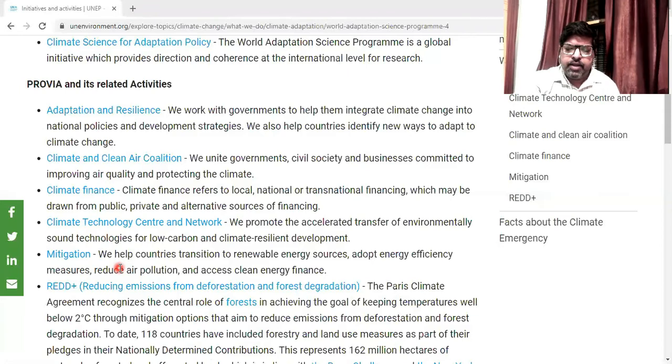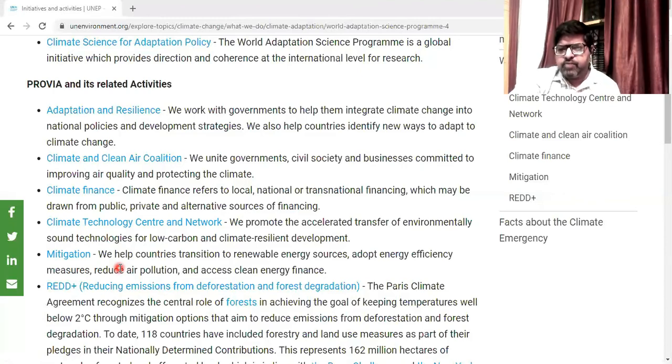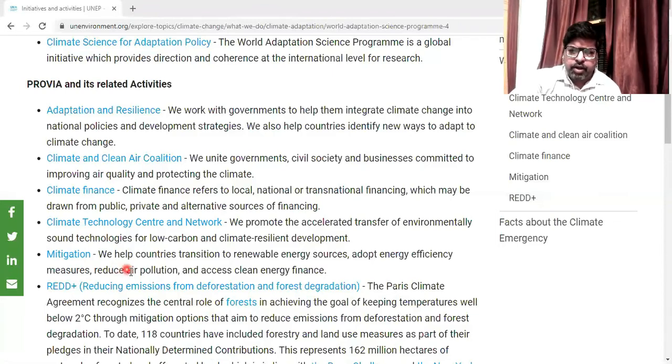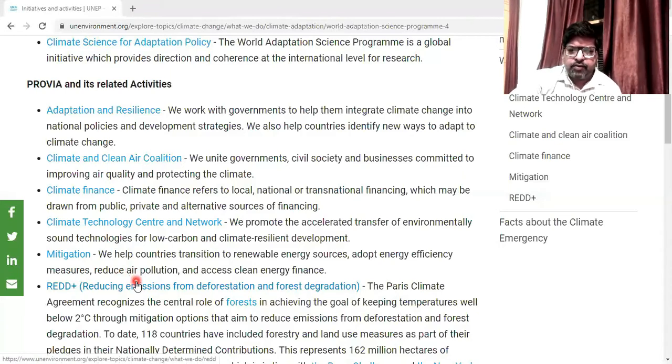Per capita consumption of fuel or energy is marginally higher and higher. Therefore, there is a great need to look out for alternatives in terms of renewable energy or adoption of energy efficiency measures, by which, one way, we are going to resolve the problem of energy and the waste management that we have already talked about. On the other hand, this is going to address the problems of air pollution and access to clean energy finance.